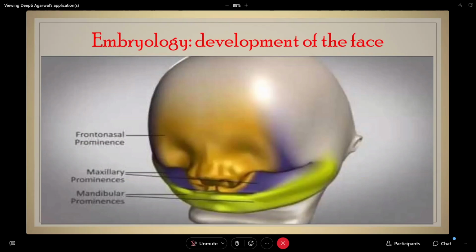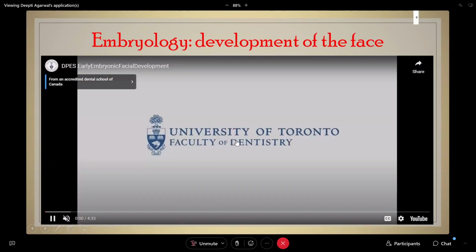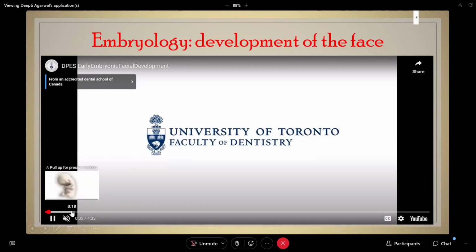Now, to understand how this clefting happens or why it happens, we'll have to look at the embryology or the development of the face. This is a small video which I'll play, and here you can see how the face develops.